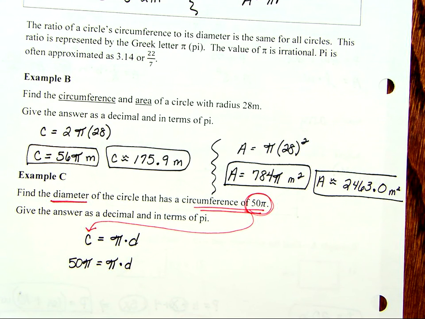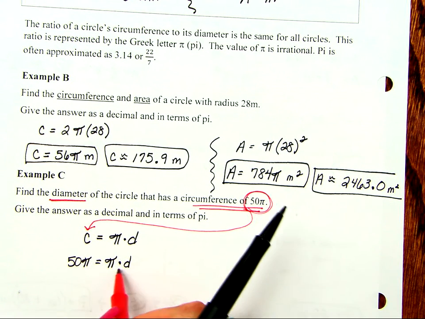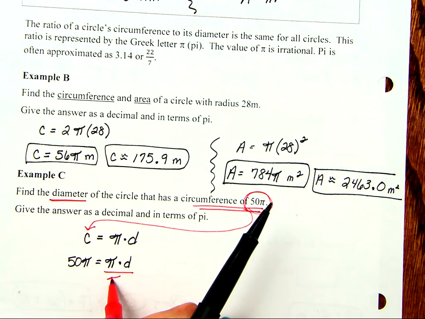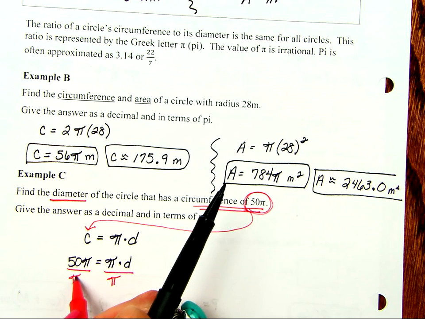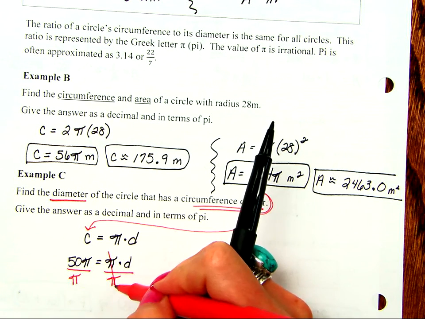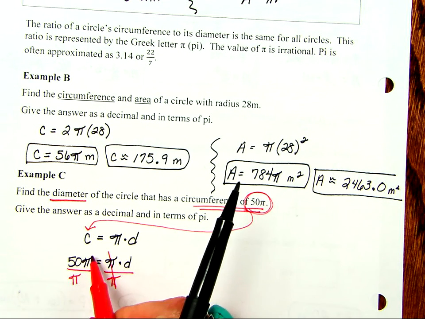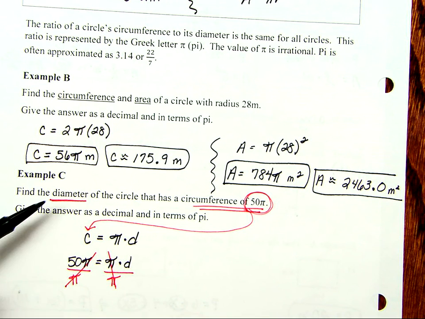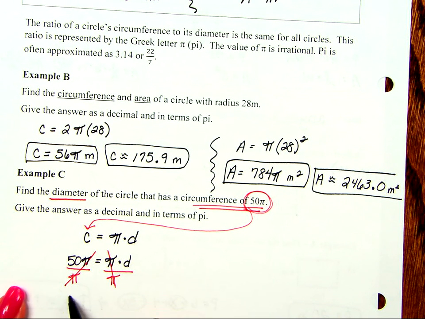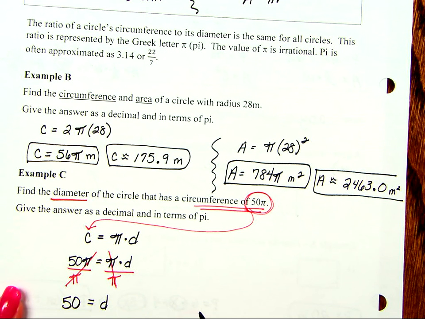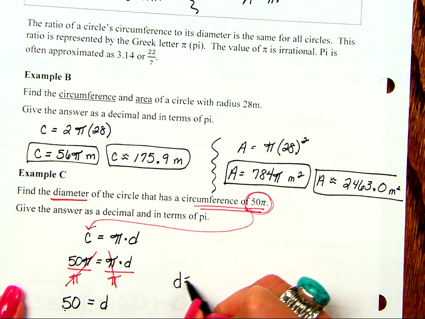Now some of you might be able to pretty easily tell me what the diameter is. But if we had to solve and wanted to know what the diameter is, we would look to get d by itself. So I would divide both sides by pi. Because this answer is given in terms of pi, it's very nice. Let's just divide out. So we are finding that 50 equals d. What does that mean? It means that my diameter is 50 units.